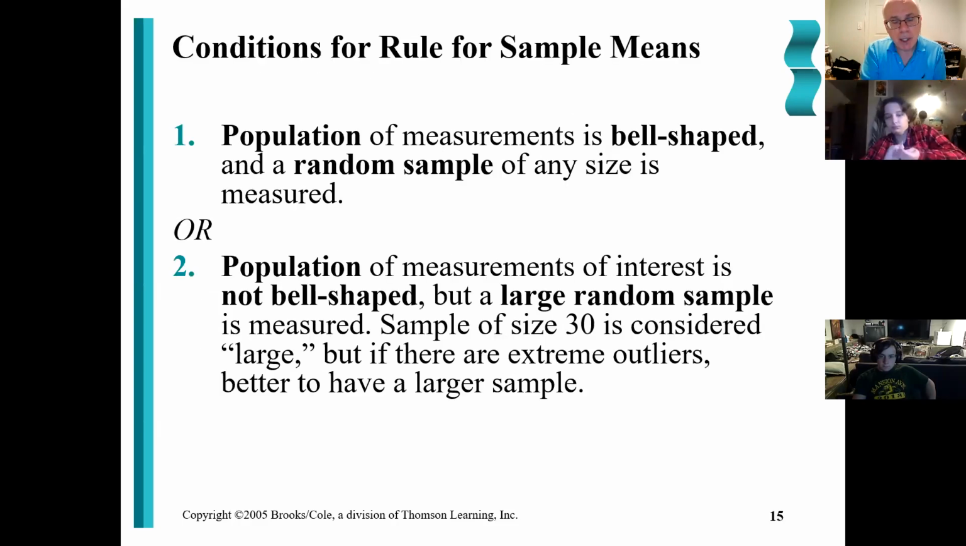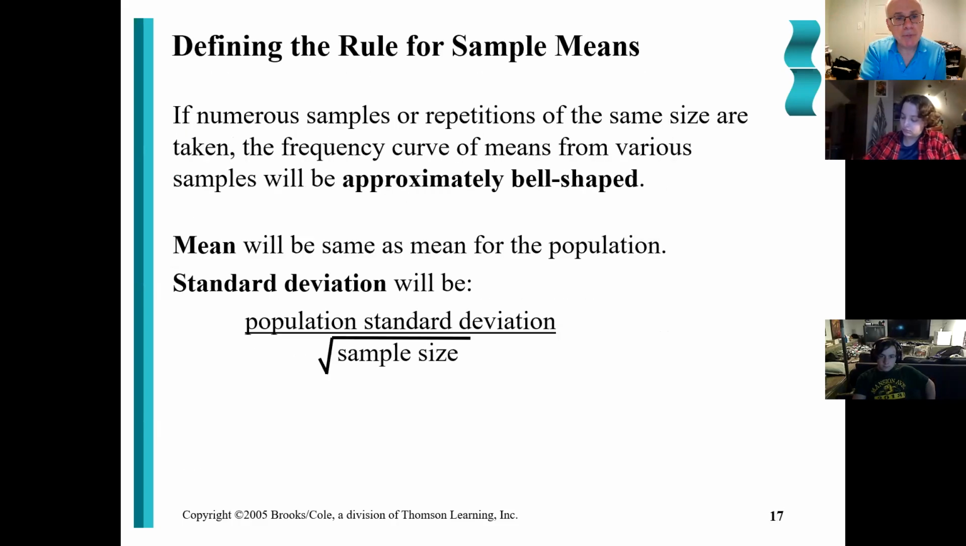These rules: if the population is bell-shaped, it doesn't matter how large a sample is. This curve will be bell-shaped. But if the population is not bell-shaped, then we need at least 30 people in our sample. Okay.